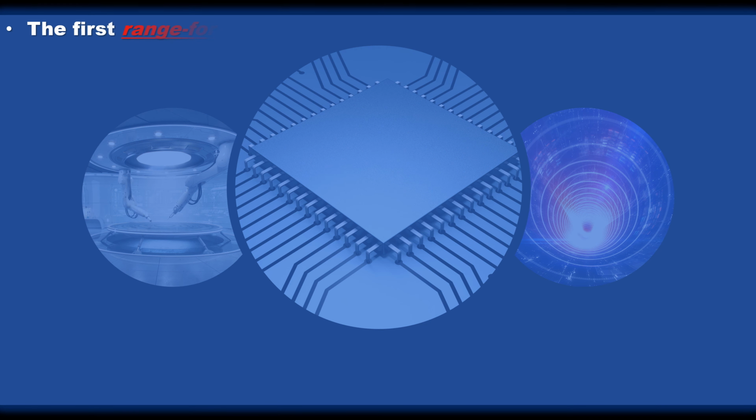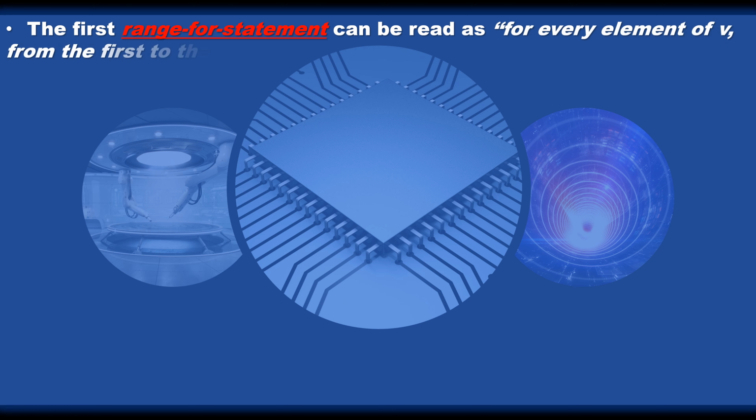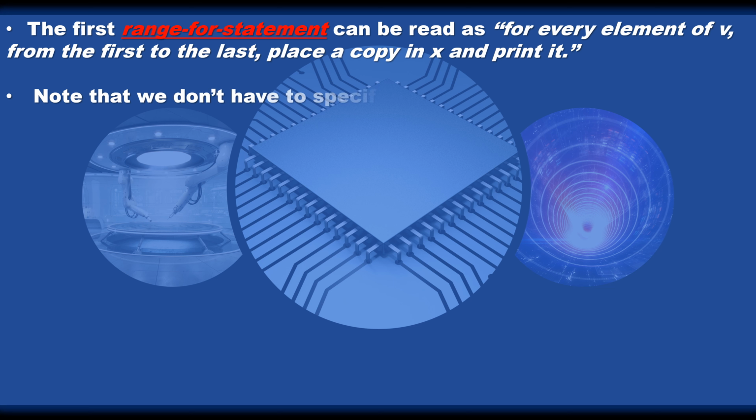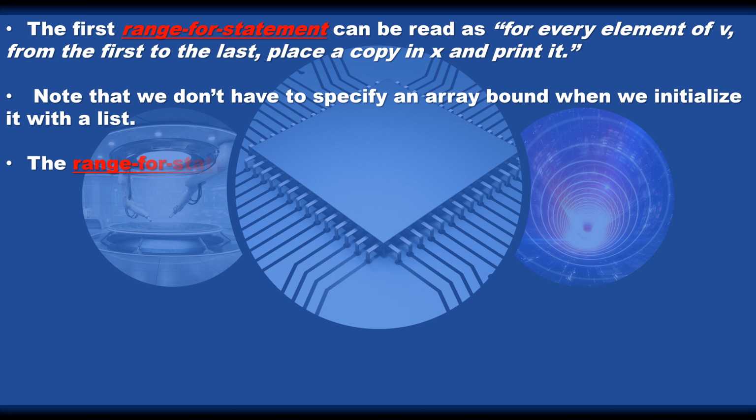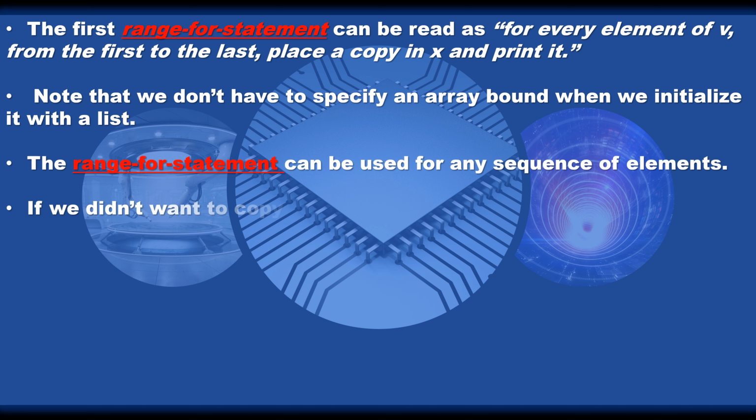The first range for statement can be read as: for every element of v, from the first to the last, place a copy in x and print it. Note that we don't have to specify an array bound when we initialize it with a list. The range for statement can be used for any sequence of elements.